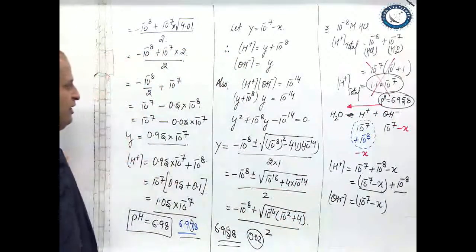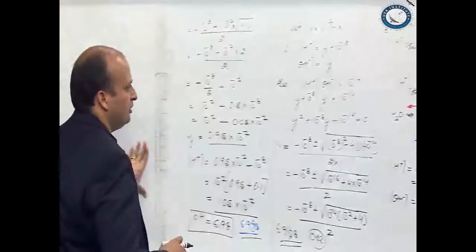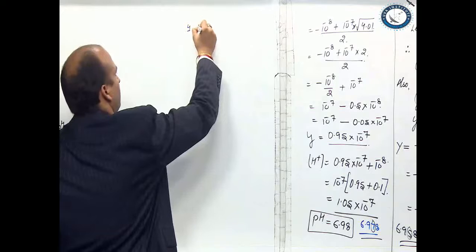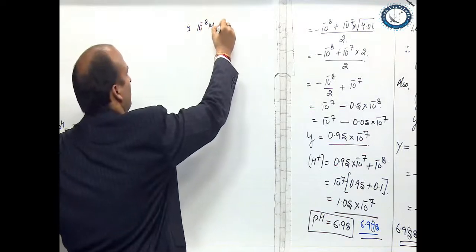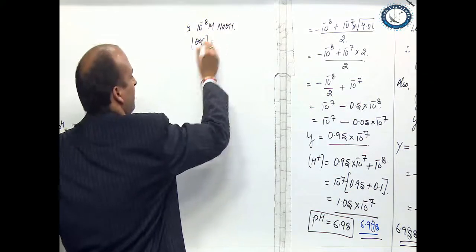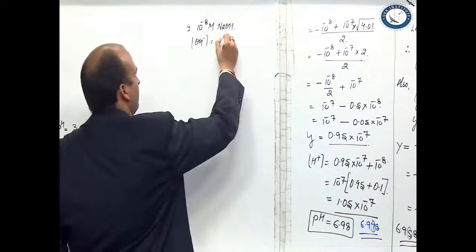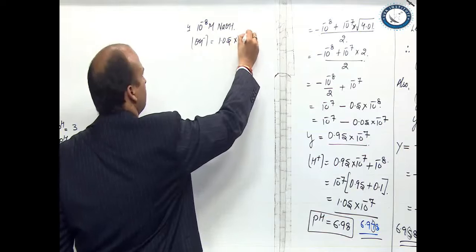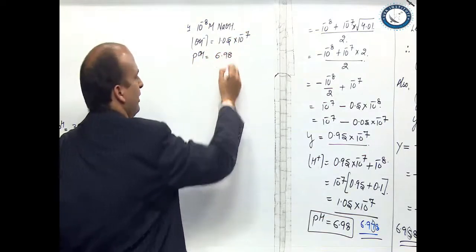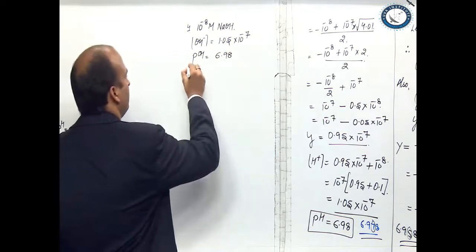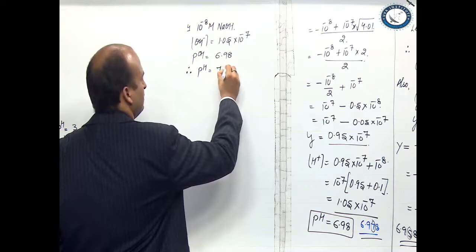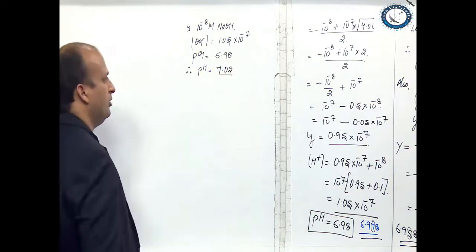Okay. So same way you can solve it for the basic solution, that is 10 raised to power minus 8 molar NaOH. So over here also the OH minus ion concentration will come out to be 1.05 into 10 raised to power minus 7. So POH will come out to be 6.98. I am taking correct up to second place of decimal. Therefore pH will be equal to 7.02. Okay, understood?